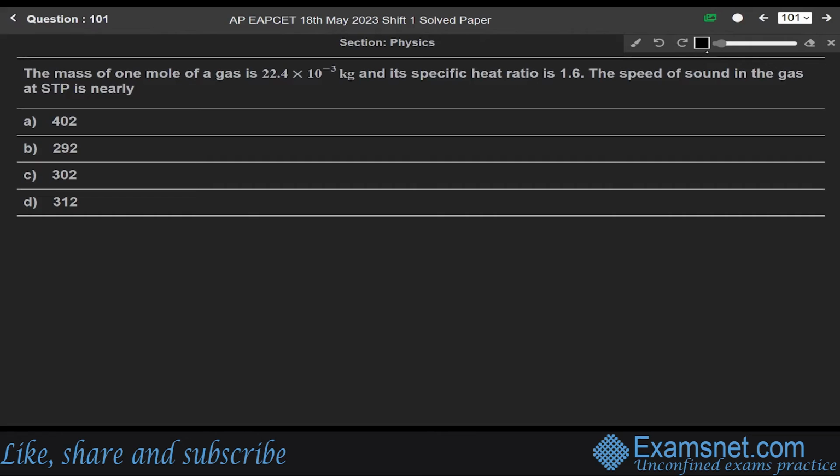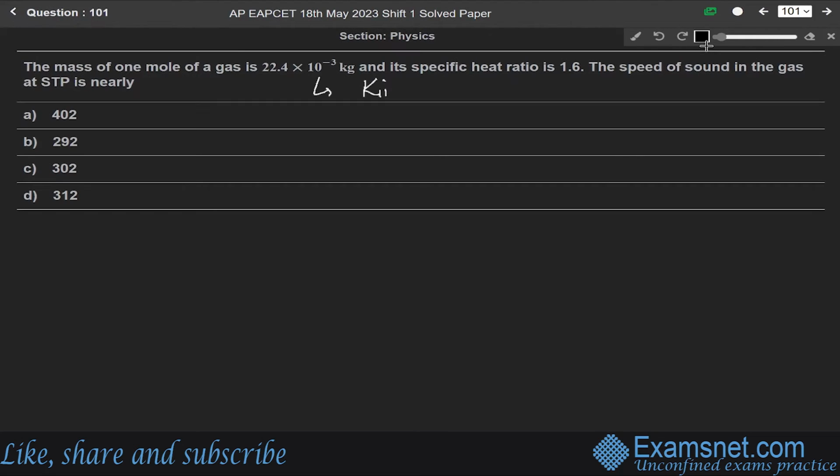Now the next question is 101. The mass of 1 mole of a gas is 22.4 into 10 to the power minus 3 kg and its specific heat ratio is 1.6. The speed of sound in the gas at standard temperature pressure is nearly. So this question is from the chapter of kinetic theory of gases.